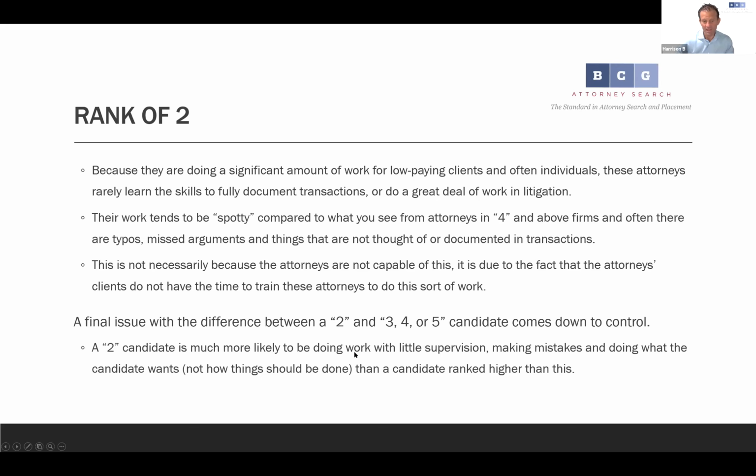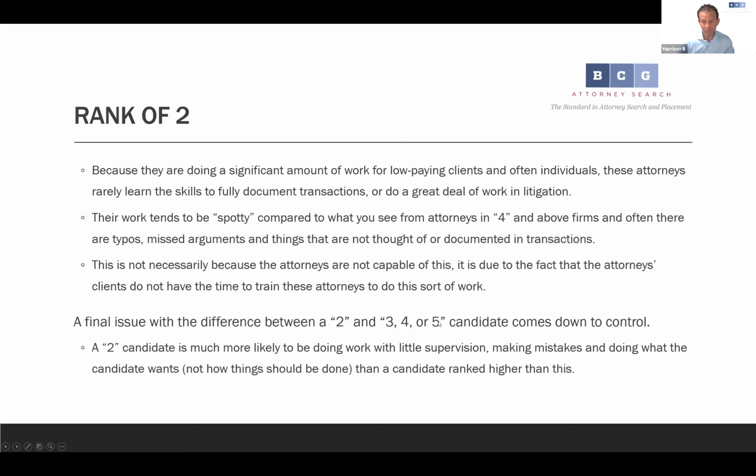And this is how, and I'm not saying that all two firms are like this, it sounds insane, but these are auto accident cases and things that aren't that complex. There probably wasn't a lot of money involved, but new candidates are definitely more likely to be doing a lot of work without any supervision. They can make mistakes. There's not going to be a lot of oversight.